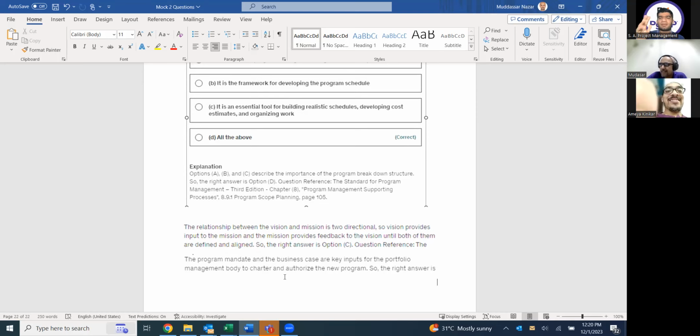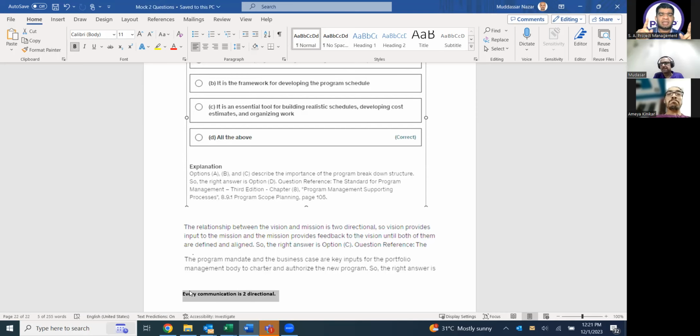Just keep in mind, every communication is two-dimensional. Vision is at the top, then you have a mission, you have organization, strategic alignment, portfolio, program, project. So in PMI, nothing is one-dimensional. This is the first thing.